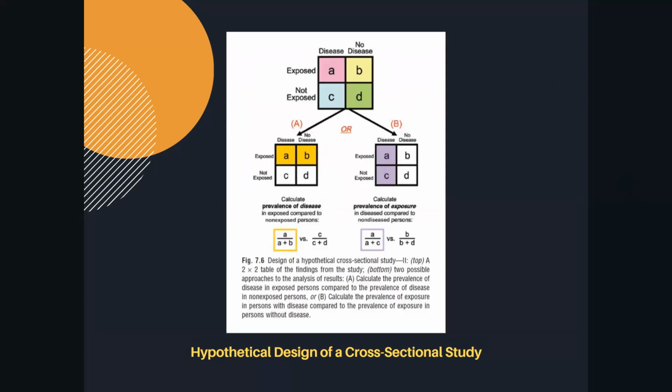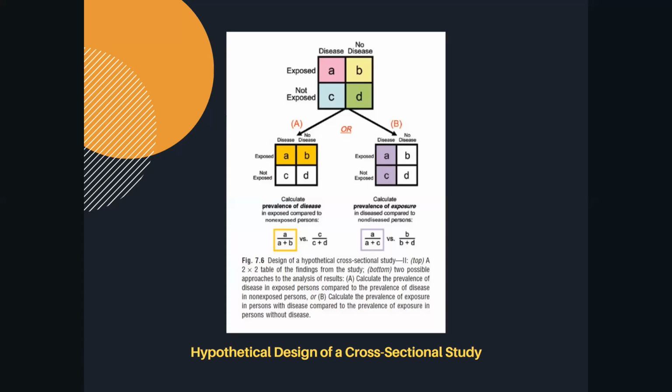As seen in the 2x2 table, in the top portion, there will be A persons who have been exposed and have the disease, B persons who have been exposed but do not have the disease, C persons who have the disease but have not been exposed, and D persons who have neither been exposed nor have the disease. Now, we can calculate the prevalence of disease in exposed persons compared to the prevalence of disease in the unexposed persons, like A over A plus B versus C over C plus D.